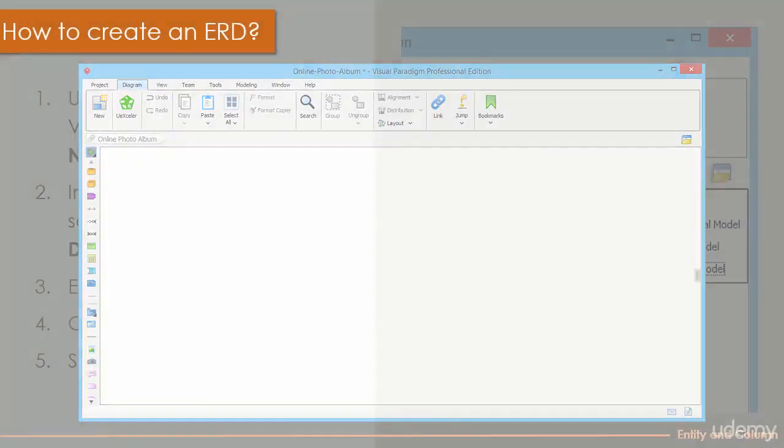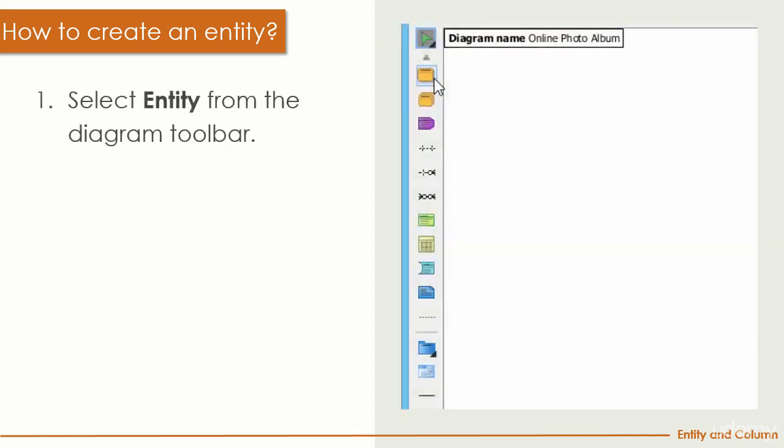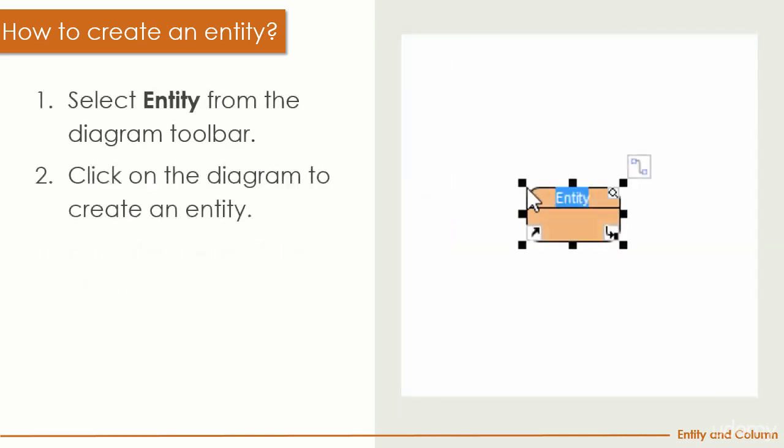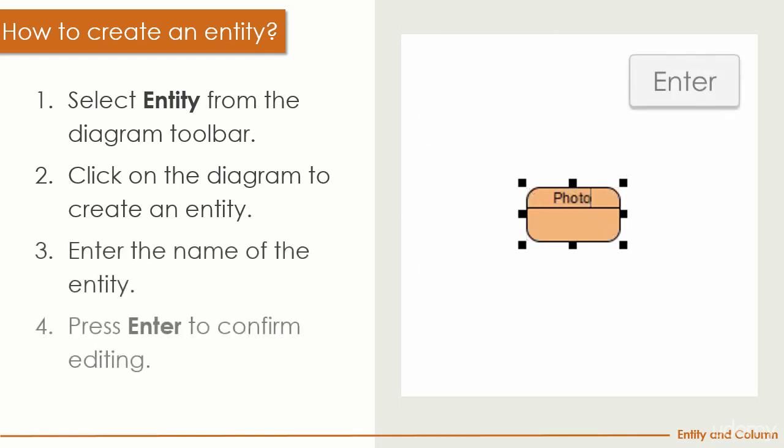Then we move on to talk about how to create an entity. To create an entity is also very simple. You just need to select the entity from the toolbar, create it on the diagram and give it a name, etc. You just hit enter to confirm, so it's easy. Again, if you have questions about drawing the diagram, please refer to the Visual Paradigm Essential Training course.